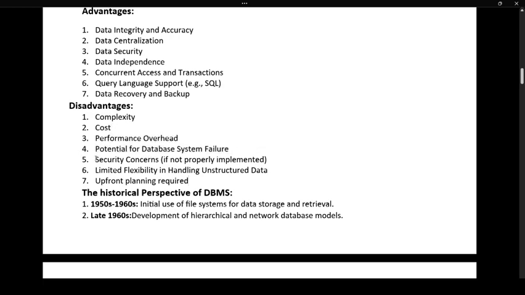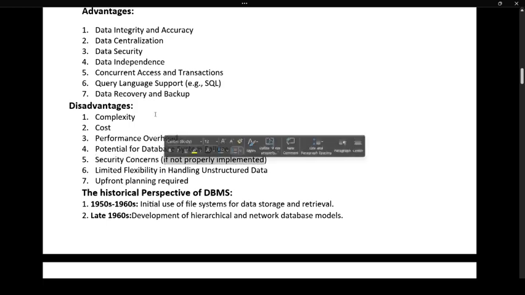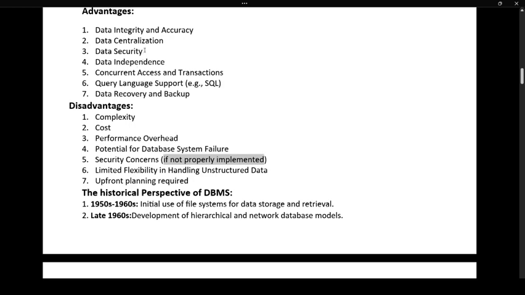And security concerns, if not properly implemented. See guys, security is one of the advantages if you know how to implement it, how to use it correctly, how to develop, how to create a structure, how to design it. The structure of the database differs for each and every application. If you know the proper structure and proper implementation, then it is best for security, accuracy and overhead, everything. If you don't know how to properly use it, then it is a waste.